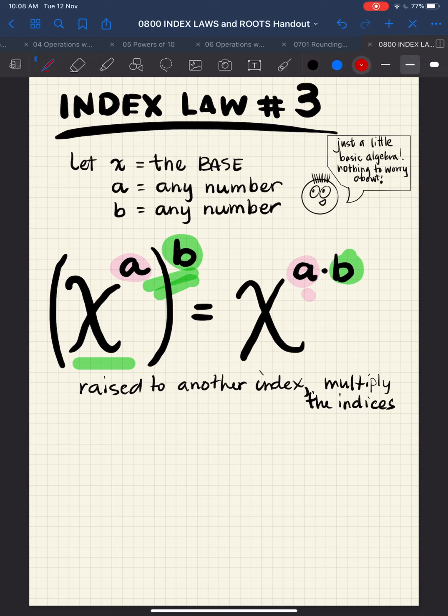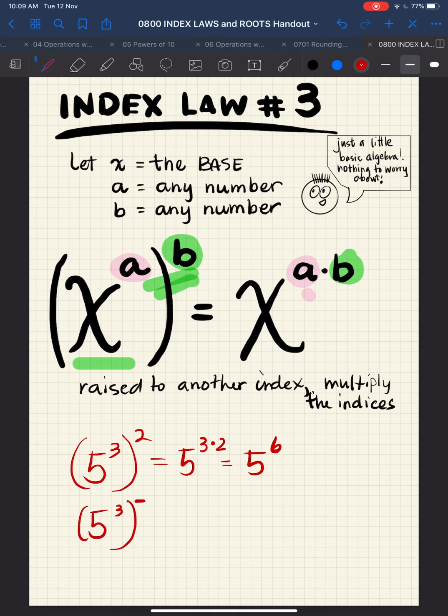Example: 5 to the 3rd power raised to the 2nd power gives you 5 to the 3 times 2, which equals 5 to the 6th power. Now, what if we have 5 to the 3rd power to the negative 2 power? You can still do that. It's just a negative number.